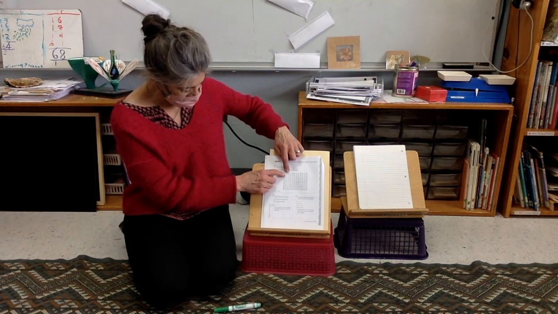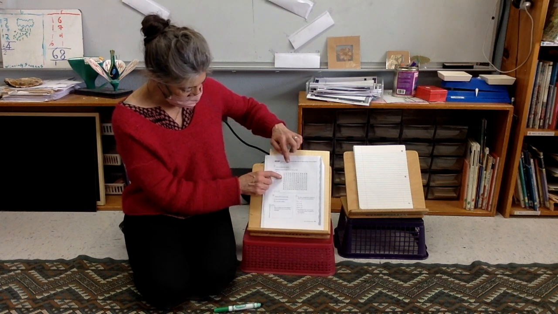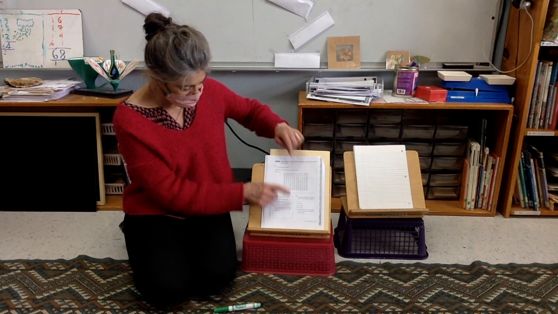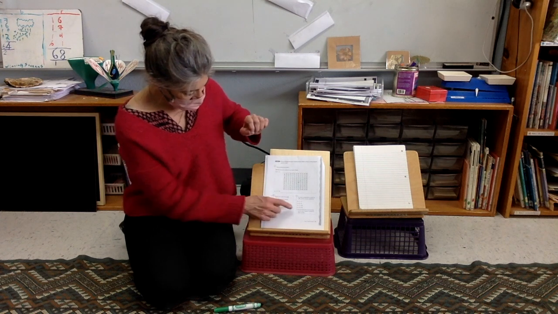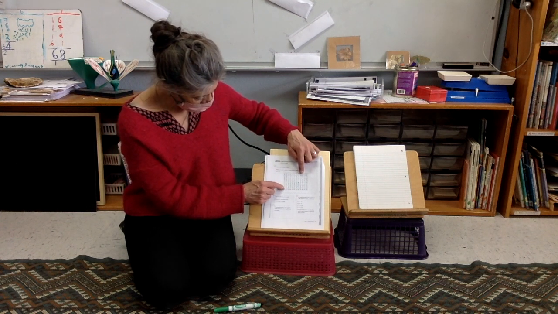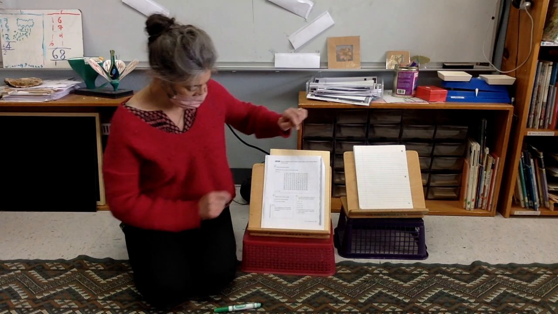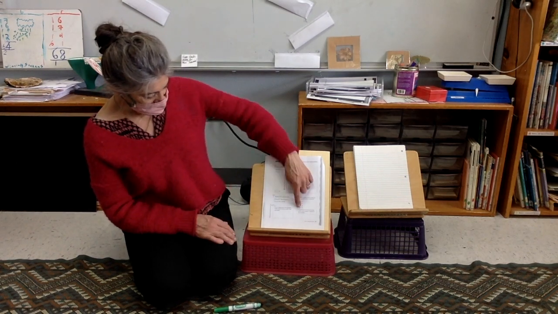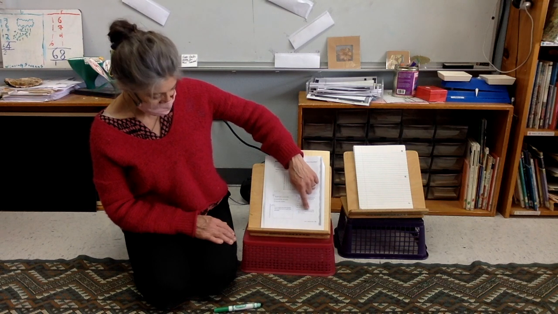0 times 1 is 0, which is even. 2 times 3 is 6, which is even. 4 times 7 is 28, which is even. And 8 times 9, 72, which is even. Okay? So the rule is the product of an even number and an odd number is always an even.